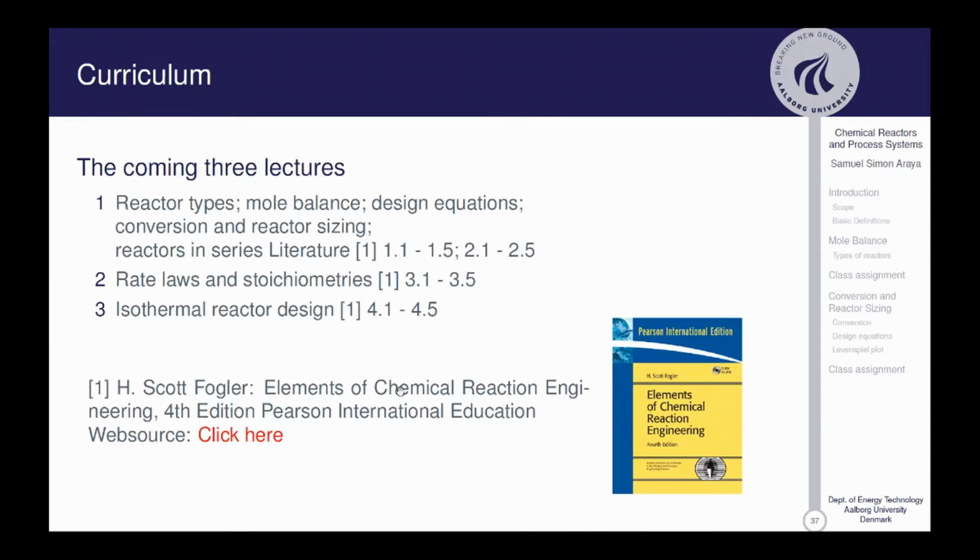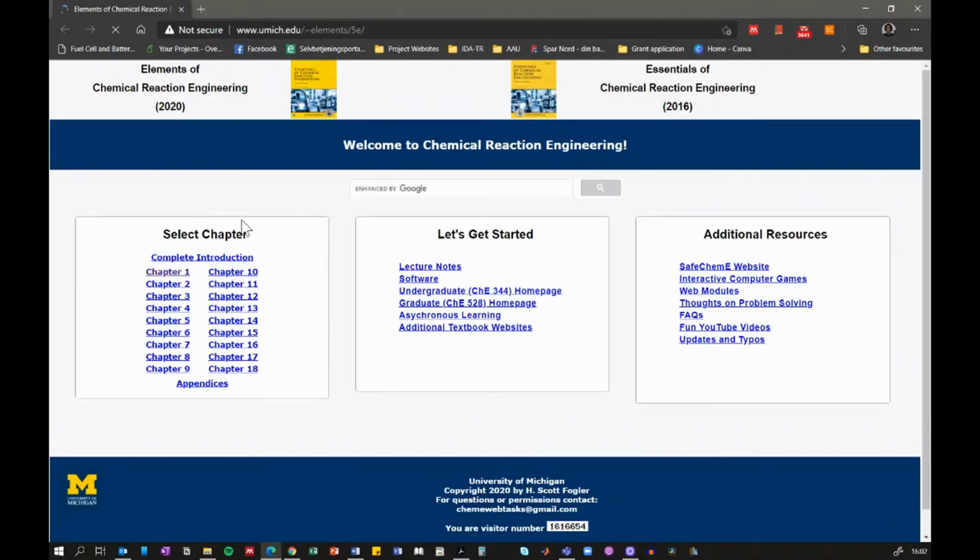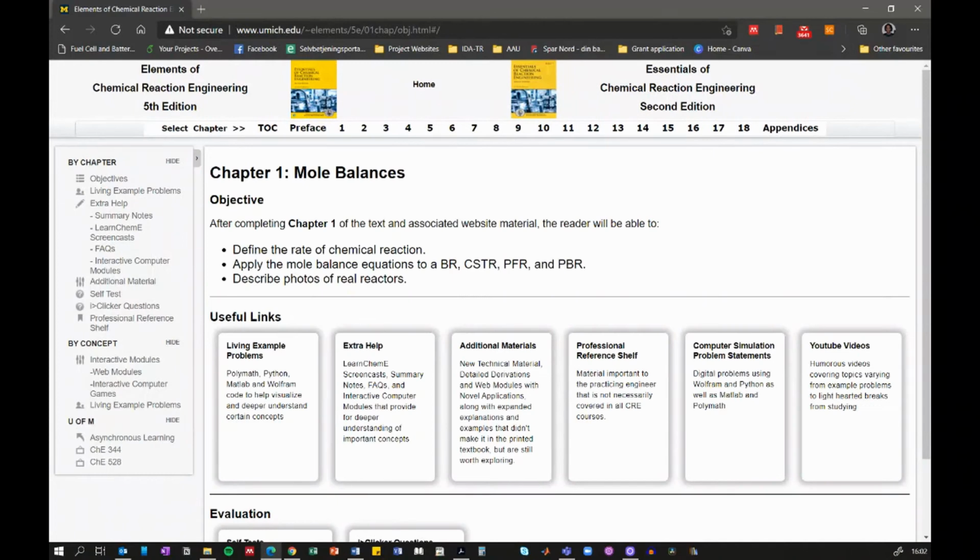Yeah, so as I mentioned, this is the book, Elements of Chemical Reaction Engineering by Scott Fogler, and it's very nice if you buy the book, but even if you don't buy it, you can find a lot of web resources and this link where you have all the chapters. For example, if we go to chapter 1, we can see that we have all sorts of examples and web resources.